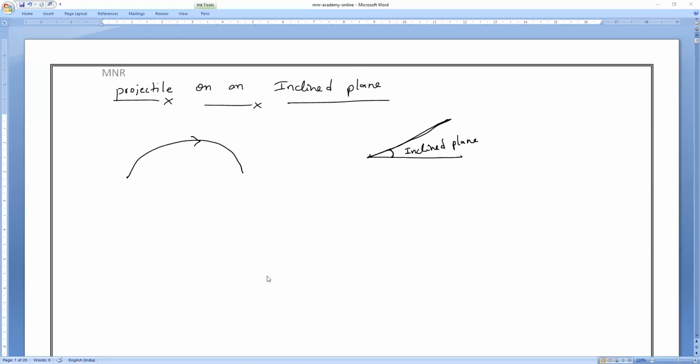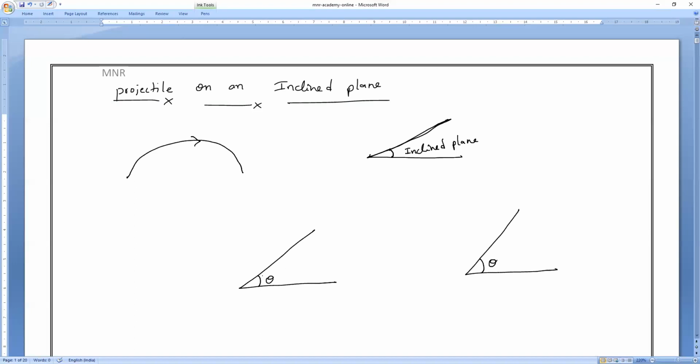Let me take two inclined surfaces, all of you observe. And this is the other inclined surface. With the surface, it is making an angle. What is the angle? Let me assume, what is the angle, everybody? Theta. And here also, it is making the angle theta.